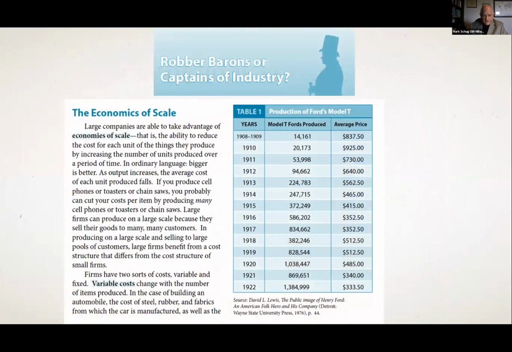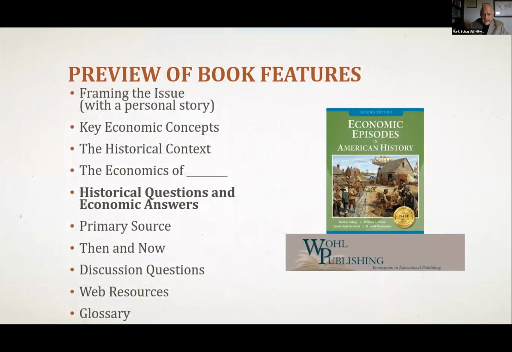And here's another example of that. This is economies of scale. And this is one of the charts in the book I really love: the Model T is selling for $900 in 1910, and Ford is making 20,000 of them. Look here, 1922, almost 1.4 million, and the price has gone down to $333. So there are some economies of scale. And we do actual economics: firms have two sorts of costs, variable costs and fixed costs. So this is where the economic stuff is.